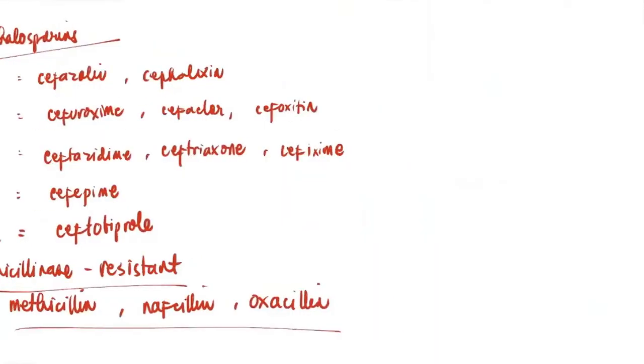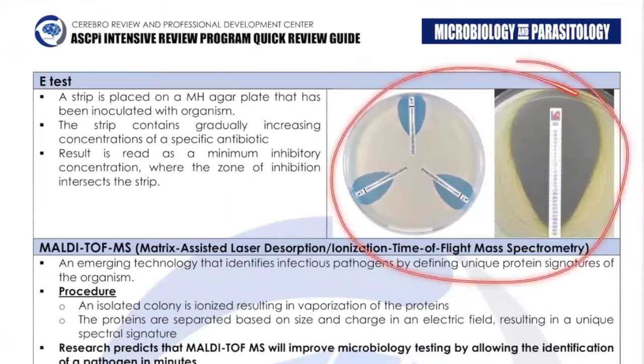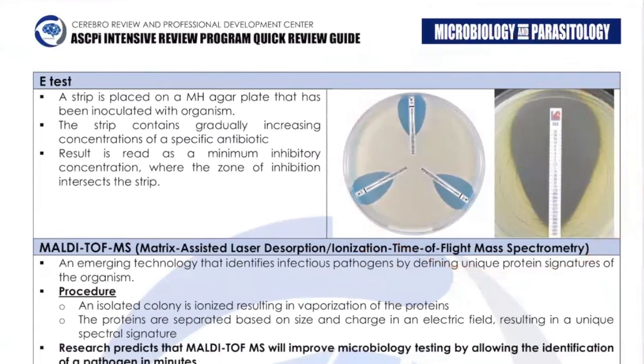Now let us proceed to another method. We have the e-test. Okay? So we are using here a strip, no? Nakikita naman dyan sa ating illustration, sa picture natin dyan. We are using a strip placed on an MH agar plate that has been inoculated with the organism. And the strip contains gradually increasing concentrations of a specific antibiotic. Now, the result is read as a minimum inhibitory concentration where the zone of inhibition intersects with the strip. So, dito, whatever the concentration there, yan yung kanyang minimum inhibitory concentration.